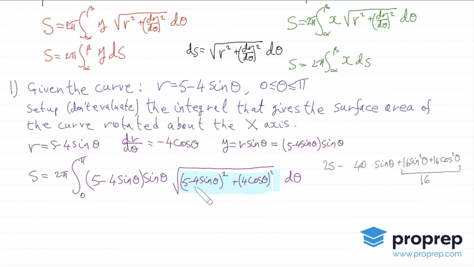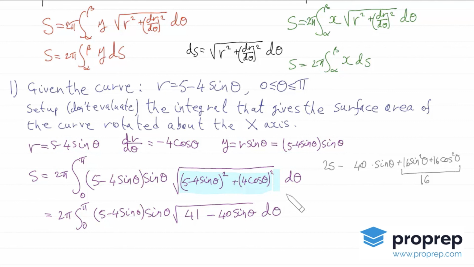So now I can rewrite this integral as equal to 2 pi, integral from 0 to pi. This part the same, 5 minus 4 sine theta, times the square root of 25 plus 16 is 41, minus 40 sine theta, that's under the square root sign, this bit here, d theta, and that's one heck of an integral, and that's why you're not asked to evaluate it, just to express it.